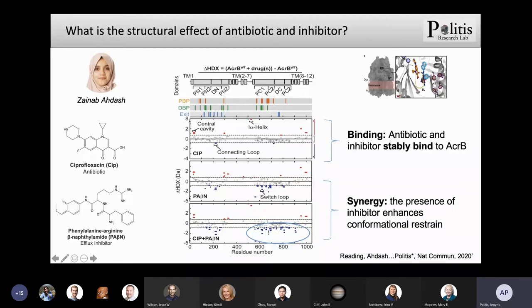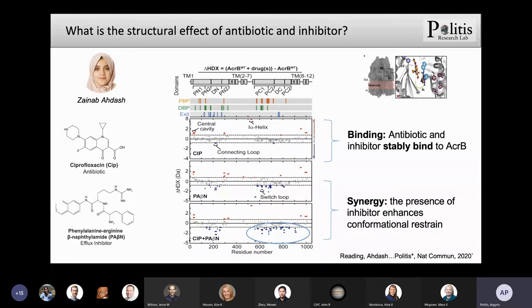When we have just the antibiotic, on the top, we can see some changes. When we have also the inhibitor, we see more blues, which means that it inhibits the function of transport and stabilizes the transporter a bit more, which is expected. But what was very interesting, in the bottom Woods plot that we can see here, is that the synergy of both the antibiotic and the inhibitor makes the transporter more conformationally restrained. That is an important finding, that when we have both of those two, there is more inhibitory effect than the inhibitor inhibits on its own.